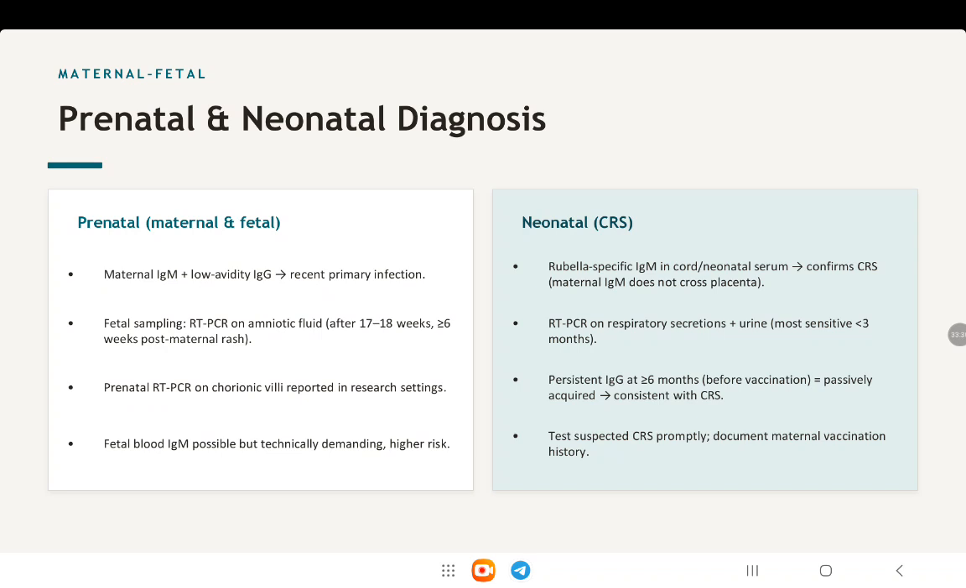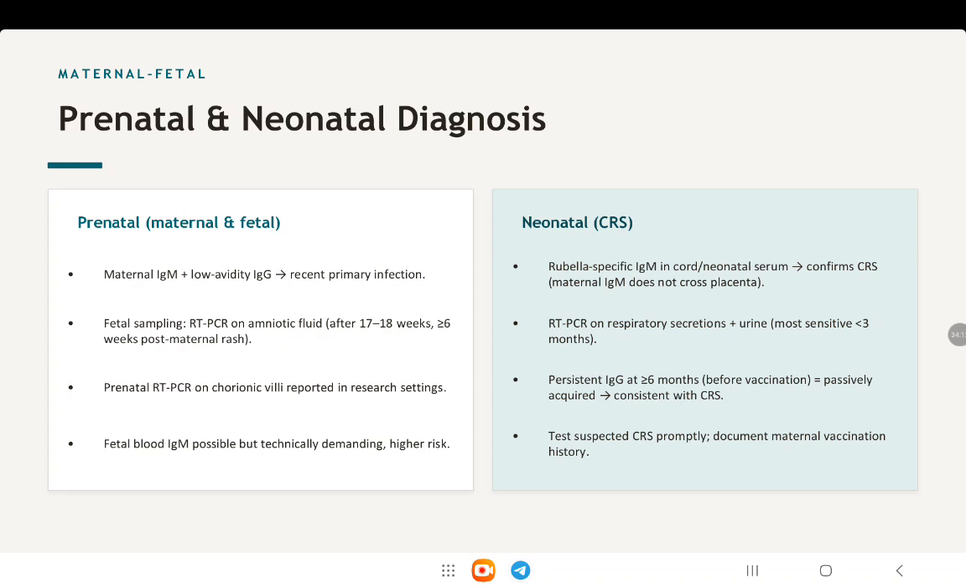Prenatal and neonatal diagnosis. In the prenatal setting, we usually test maternal IgM with low avidity IgG, indicating recent primary infection. For a fetal sample, PCR on the amniotic fluid, or prenatal PCR on chorionic villi, is reported in the research setting. Fetal blood IgM is possible but technically demanding and higher risk, because the fetal immune system is immature.